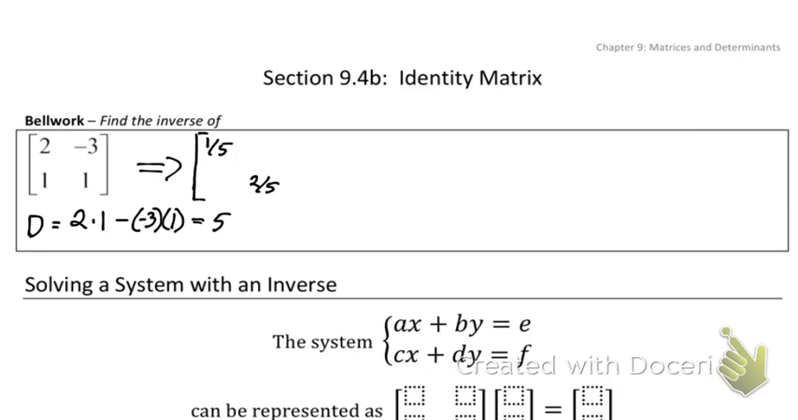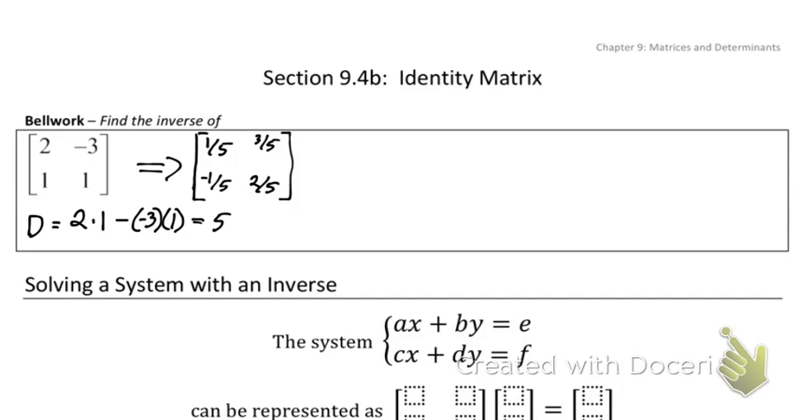The other diagonals, they do not switch places. All I do is change sign. So right now my top right is a negative 3, so it's going to become a positive 3 divided by 5. And finally that bottom left, since it's a positive 1, is going to become a negative 1 divided by 5, and that is all really the work I need to see.